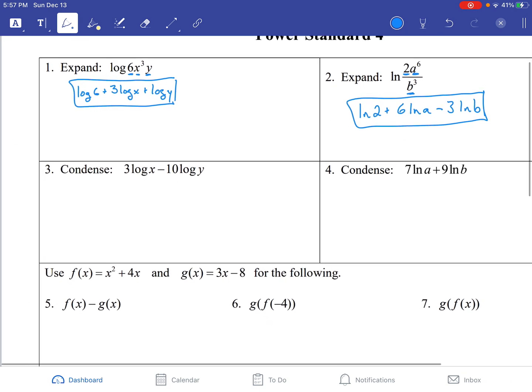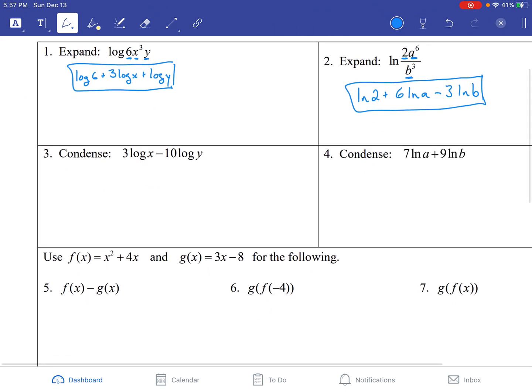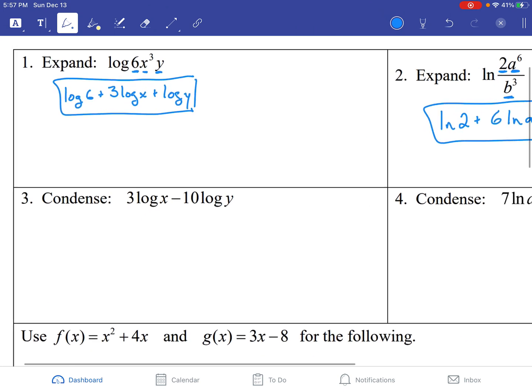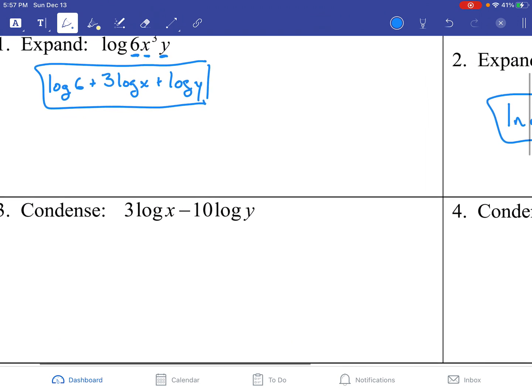All right, next, this is going to be the reverse of what we just did. This is a condensing problem. Okay, so we have two pieces and they're being subtracted, which means when we're done, you're going to have a part that's divided. All right, the coefficients will become the exponents. So we're going to have log, one big log, of x to the third divided by y to the 10th.